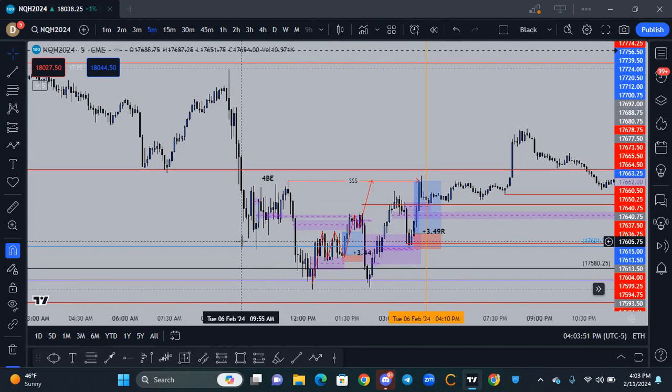This was the 10 to 11 macro. Didn't catch nothing, but I didn't lose nothing. All break evens.